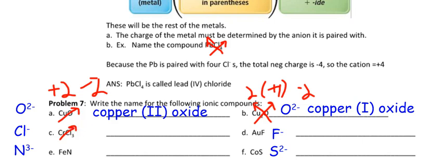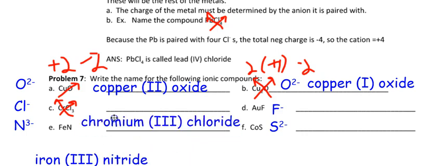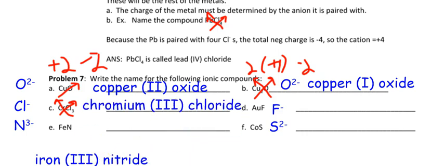Is negative 1 the charge of chlorine? Well, yes, it is. It's a halogen. So what does that mean? What's the charge of chromium? It's 3. So when we're done here, we're going to have, so the name is going to be chromium, Roman numeral 3, chloride. So once again, does this all work?